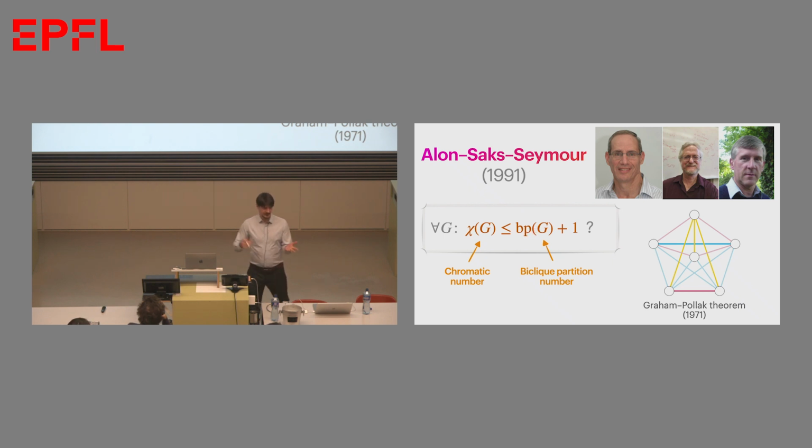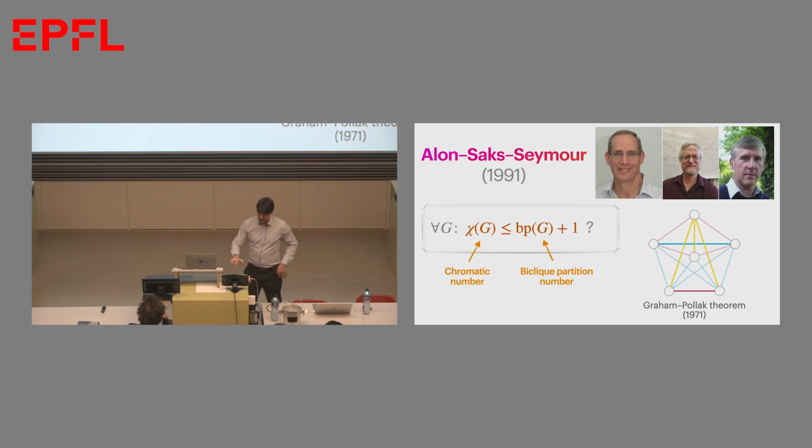Chromatic number is kind of standard. It's asking how many colors do I need to color the nodes of a graph so that there aren't any monochromatic edges. So each edge has differently colored endpoints. What's the least number of colors I need? Biclique partition number is a less studied property of a graph, best explained maybe by a picture. So here I have a complete graph on maybe 6 nodes. And I want to look at what's the best way to partition the graph into bicliques, so complete bipartite graphs.